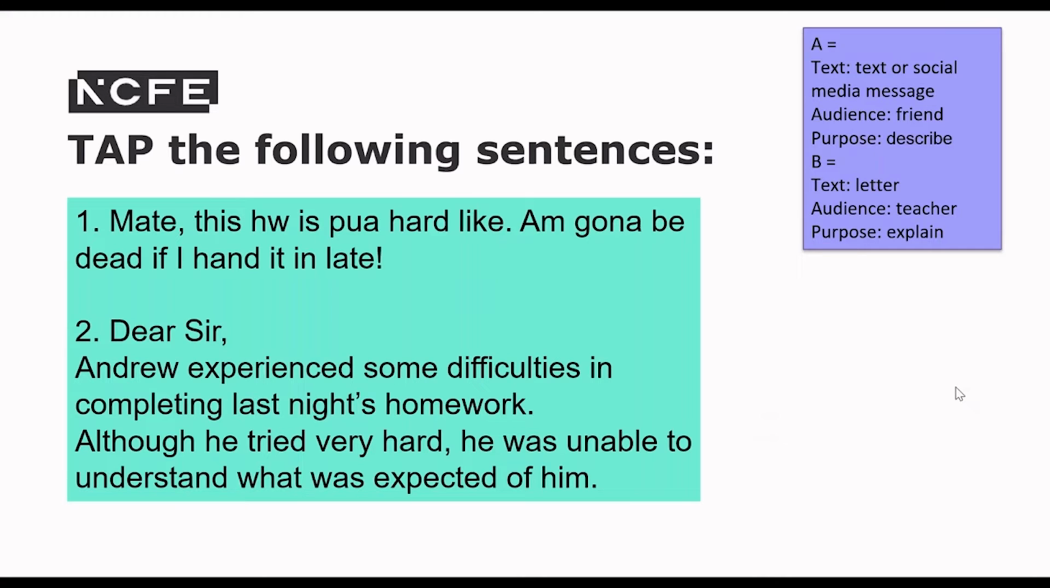So both pieces of writing give the same message, that Andrew is having trouble with his homework, but would his teacher have taken him seriously if he or she had received it as a text message? Likewise, would his friend have given him any sympathy if they had received a formal letter? So when we write, we usually have a purpose, and to achieve that purpose, we need to appeal to our audience.